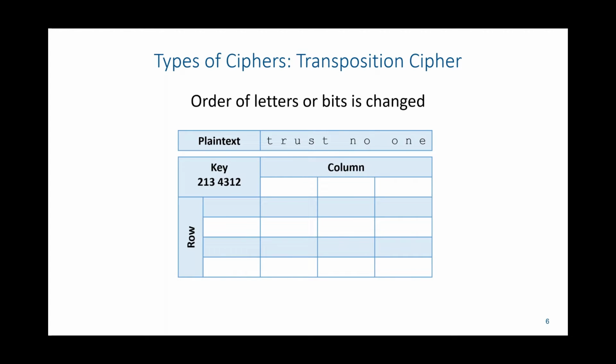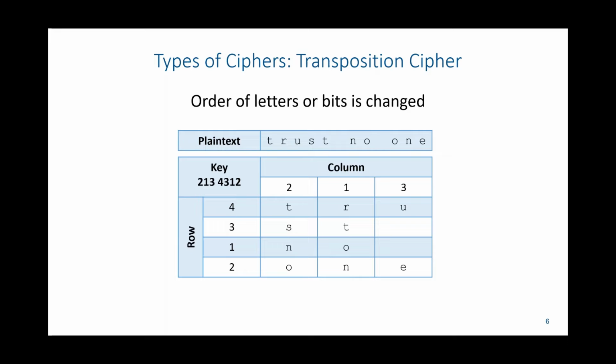What we're going to do is have a key of 2134312. And then notice we have rows and columns. So we're going to put our key into the column, so 213, and then we're going to put a row key into the rows, so 4312. And then we're going to take the trust no one and we're going to place each of those characters inside of our table of columns and rows here.